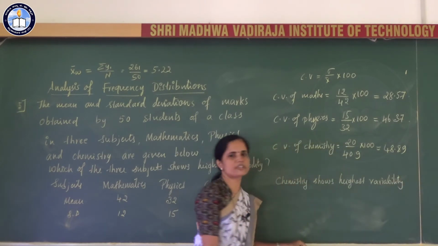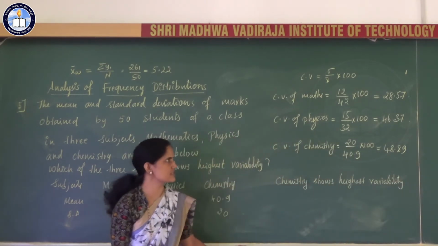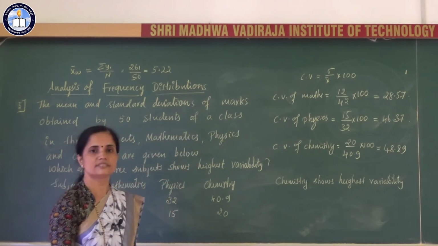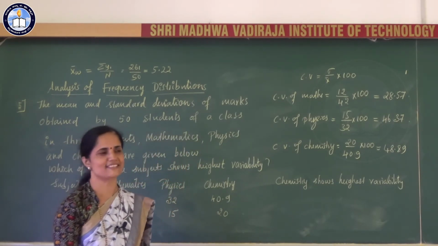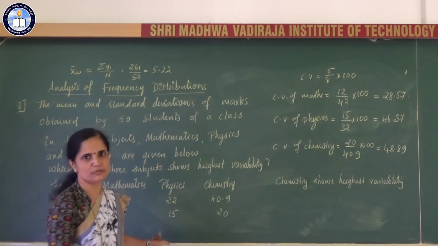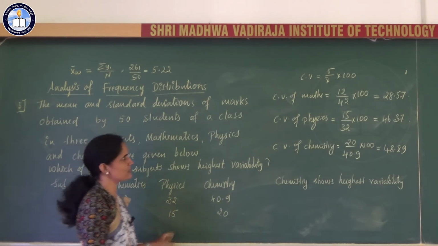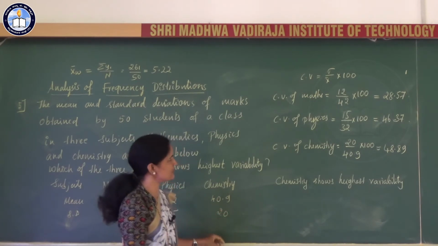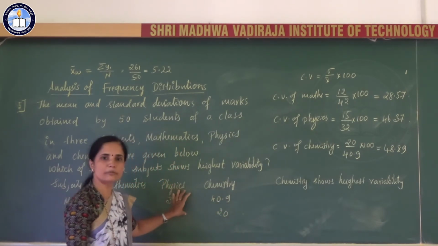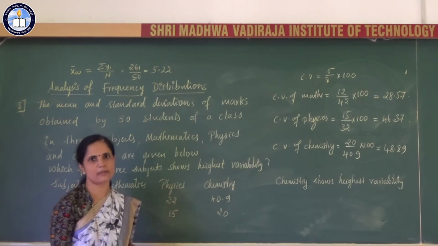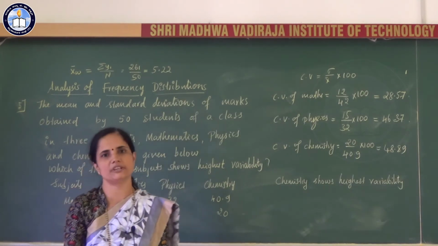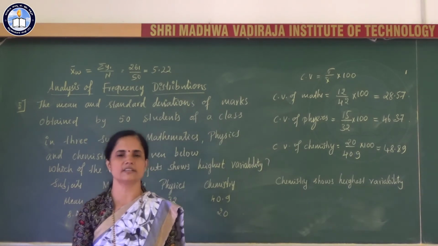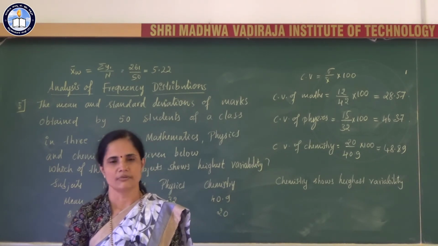So in which subject are the students most consistent? In mathematics they are scoring more consistently, because mathematics is very easy, no? Therefore they are consistent in getting the answer in mathematics. So this is the method to find the variability or the consistency of the given data by using the standard deviation and by calculating the coefficient of variation.